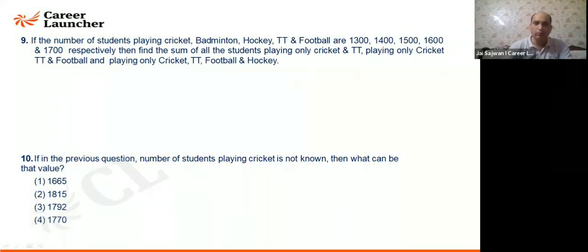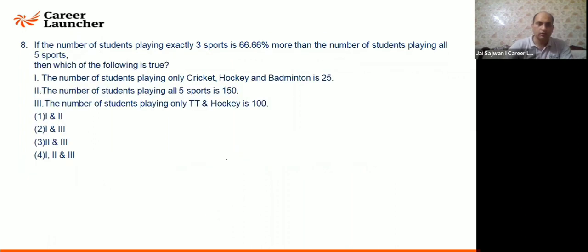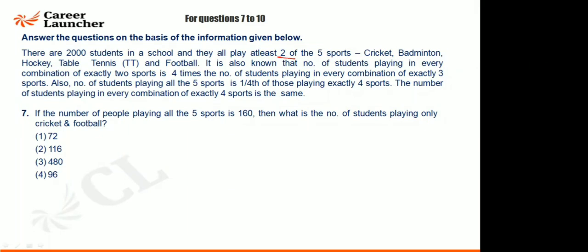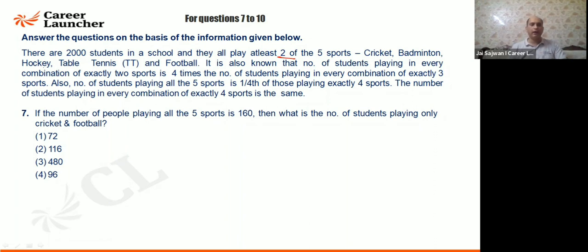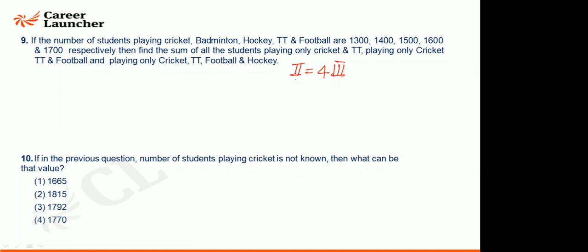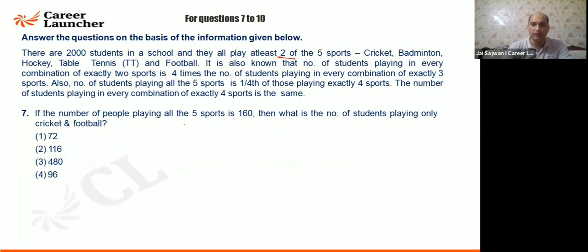Let me go back to the main question. There are 2000 students in a school and they play at least 2 of the 5 sports: cricket, badminton, hockey, table tennis and football. It is also known that the number of students playing in every combination of exactly 2 sports is 4 times the number of people who are playing every combination of exactly 3 sports. So every combination of 2 sports is 4 times of every combination of exactly 3 sports. Roman 2 means people who are playing 2 games. Roman 3 means people who are playing 3 games. I believe it is clear.